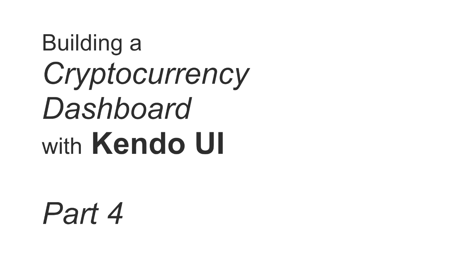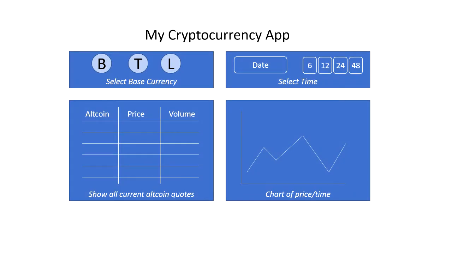In part 1, we covered the design of our app, and here it is again for your reference. We have a section to select our base currency, a grid to display the current prices, a chart to show the price history of a selected base alt currency pair, and a date time picker and a set of buttons to select the time period to show in the chart. In part 2, we set up the basic structure of the app, and in part 3, we hooked up our data source. Here's what it looks like so far.